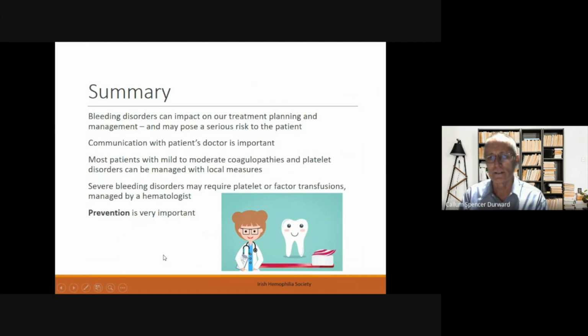In summary, bleeding disorders can impact on our treatment planning and management and may pose a serious risk to these patients. Communication with the patient's doctor is important, and most patients with mild to moderate coagulopathies and platelet disorders can be managed with local measures. Severe bleeding disorders may require platelet or factor transfusions, and these should be managed by a hematologist. Prevention is very important in these patients.